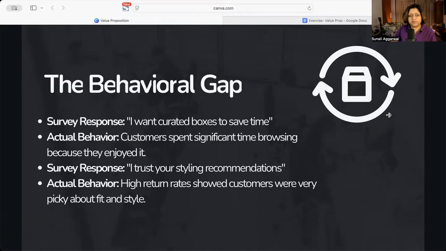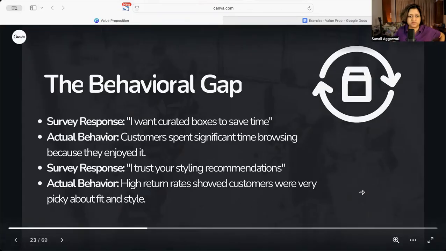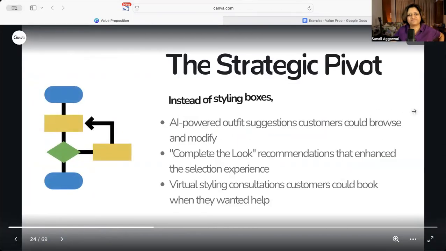The behavioral gap. Survey response: I want curated boxes to save time. But the actual behavior was customers spent significant time browsing because they enjoyed it. Survey response: I trust your styling recommendation, but they were returning clothes left, right, and center.